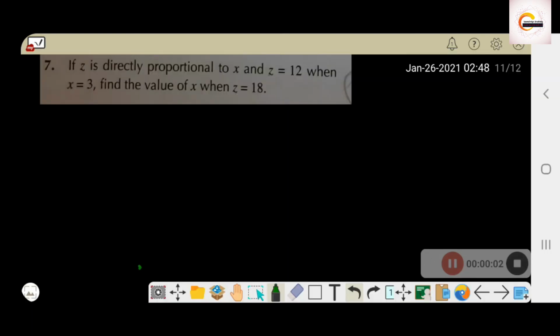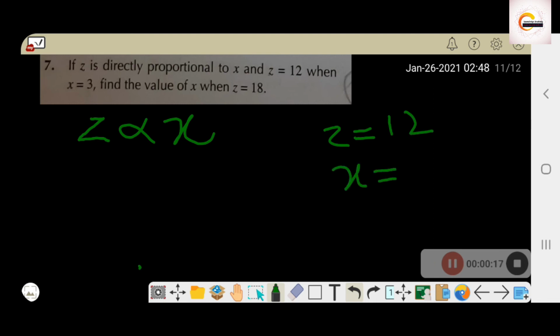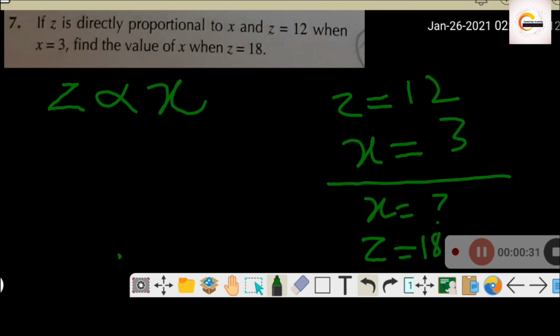Question number 7. If Z is directly proportional to X, and Z is equal to 12 and X is equal to 3. Find the value of X when Z is equal to 18. Now we know the formula. Z is directly proportional to X, Z is equal to KX, where K is constant. Now let us put the known values and find out the value of K.